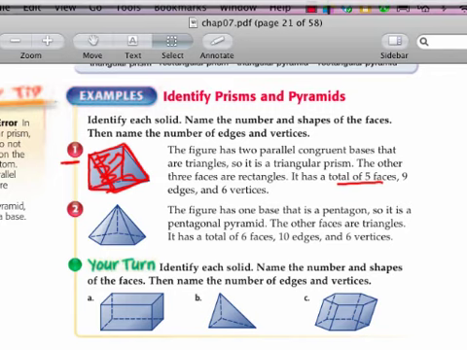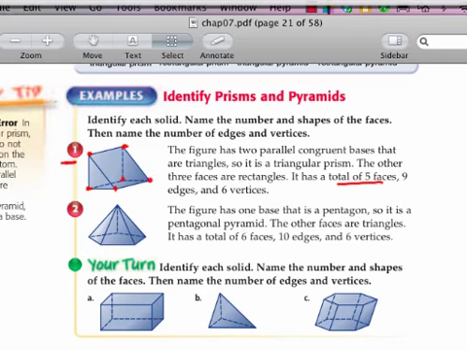And there are 9 edges. Let's take a look at that. 9 edges that we have here. So here's 1, here's 2, 3, 4, 5, 6, 7, 8, 9. 9 edges. And then it asks for the number of vertices, and it says there are 6. So we're looking for the points. So here's 1, 2, 3, 4, 5, and 6. So those are my 6 vertices.